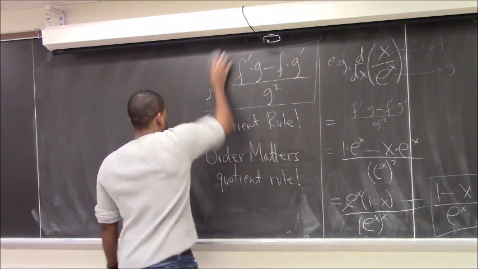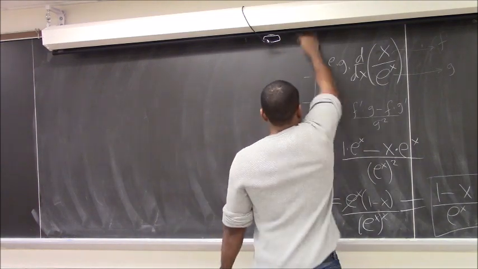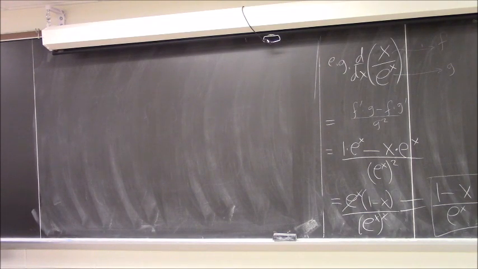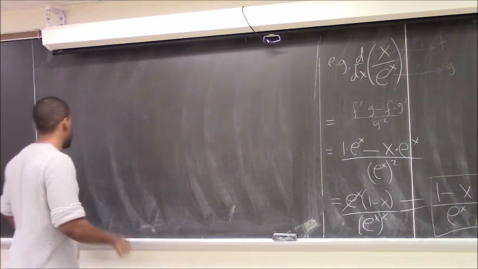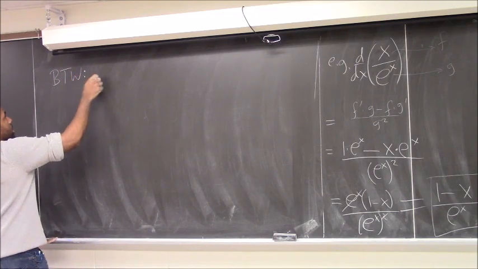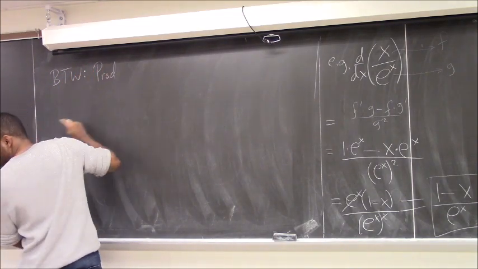So that's the quotient rule. So far now we know how to differentiate e to the x, ln x. We know the product rule, the quotient rule, the power rule, the sum difference rule. Oh, a couple things. I actually entered into another section. By the way, the product and quotient rule is section 3.3.